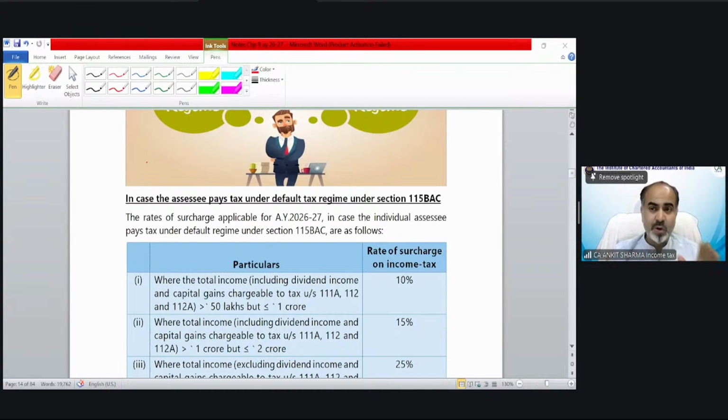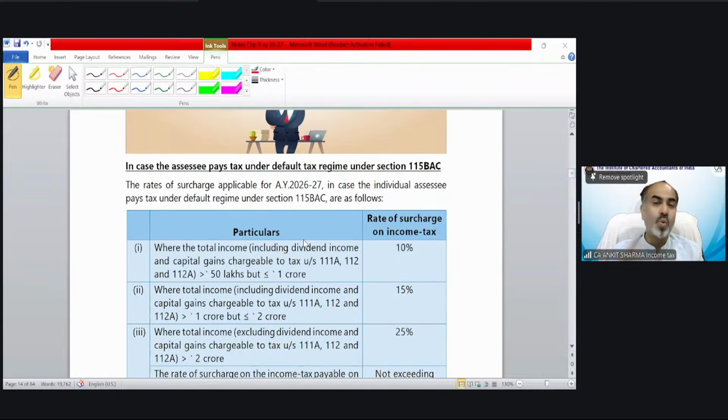In the basic concept topic, I have discussed the surcharge concept with you with the help of diagram and question. So in the examination, please keep this in your mind: what surcharge needs to be applied when income exceeds a certain limit. Up to 50 lakh, there is no surcharge. From 50 lakh to 1 crore, the surcharge would be 10% of tax. From 1 to 2 crore, the surcharge rate would be 15%. From 2 to 5 crore, the surcharge would be 25% under optional tax regime, and it would be 25% in case of default tax regime for other cases also.